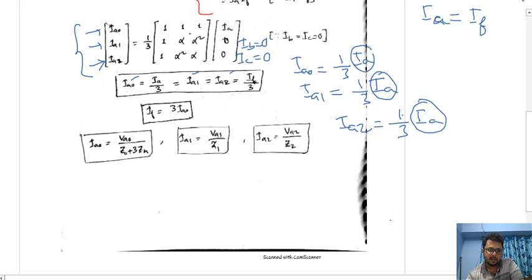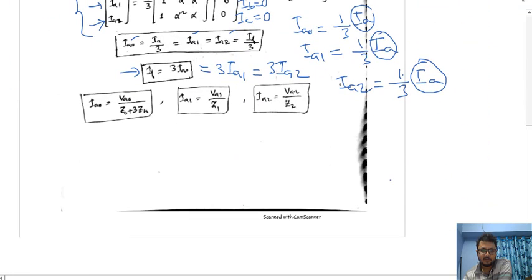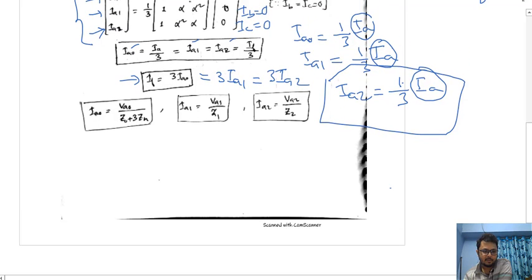So IF, how much is the fault current? Fault current is 3 times IA0 or 3 times IA1 or 3 times IA2, equal to 3 times IA1, equal to 3 times IA2. Is it clear? So this is the fault current. Remember, fault current becomes 3 times the zero sequence, positive sequence or negative sequence current in case of single line to ground fault. So this point is to be noted. This comes as an MCQ in GATE exams, in short answers also.